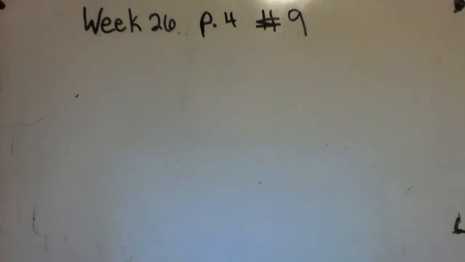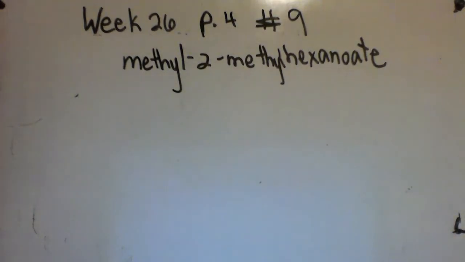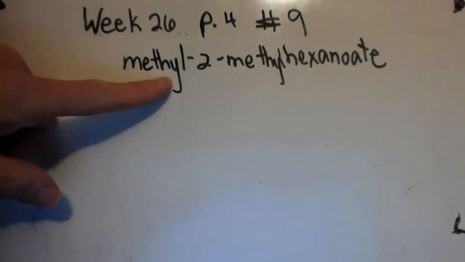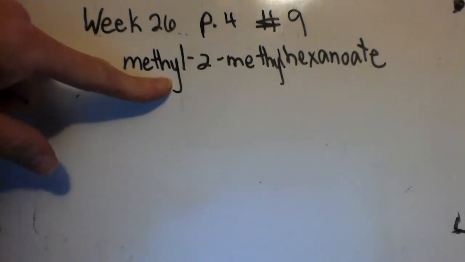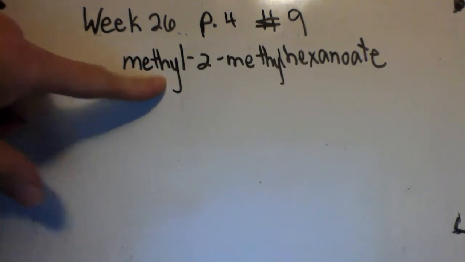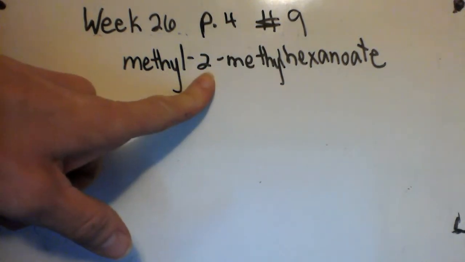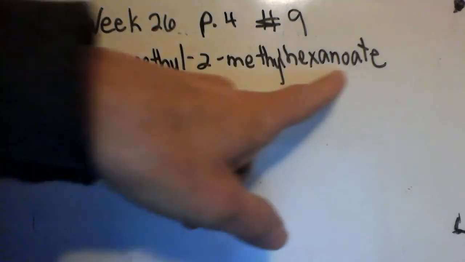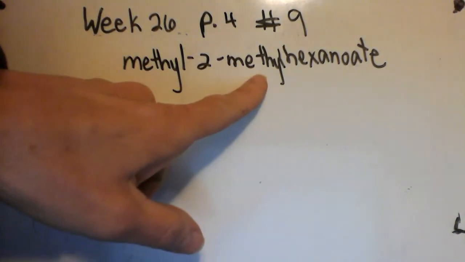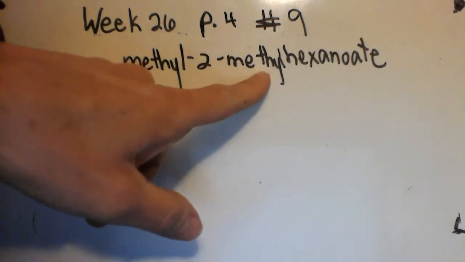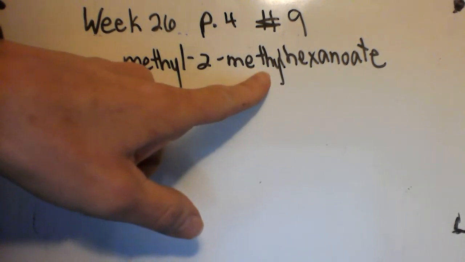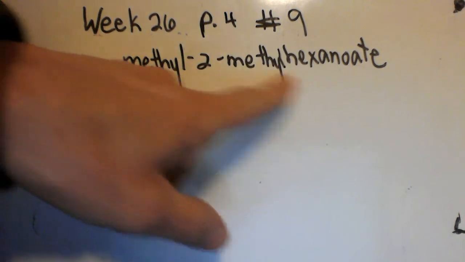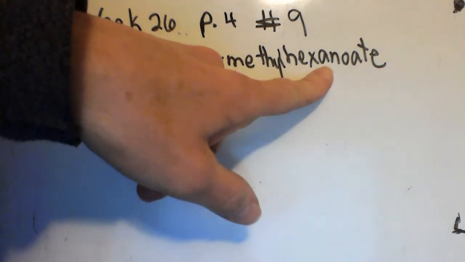Week 26, page 4, number 9, write the condensed structure for methyl 2-methylhexanoate. Methyl 2-methylhexanoate. Methyl here is showing us that there's a branch named methyl which has 1 carbon. It's at the 2nd carbon of the parent chain. This methylhexanoate tells us that the ester has 1 branch with only 1 carbon and 1 branch with 6 carbons.